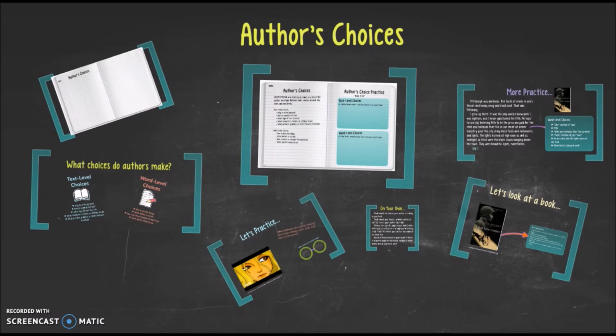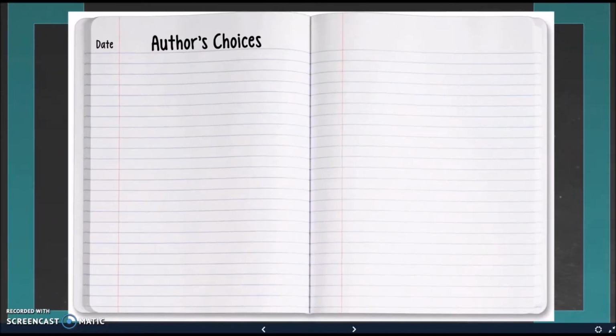So, first things first, let's go ahead and set up our notebook. Go ahead and put you're starting on the left-hand side. Go ahead and put your date, the date that you're starting this video, and put the title, Author's Choices. Again, shouldn't be anything new, but if we're going by our reader's notebook, you need to make sure you are starting on the left-hand side of your notebook.